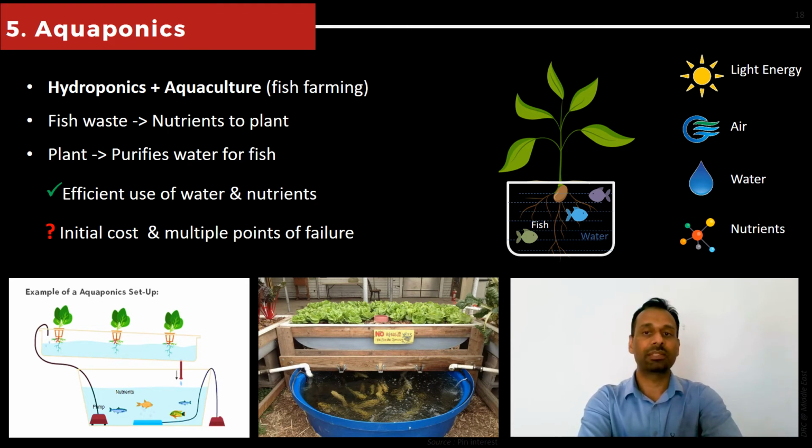But the aquaponic system is relatively more complex because it has aquatic life as well as plant life, and it is more complex than any other system available to grow plants. And starting an aquaponic project requires a little higher investment to set up this system and the infrastructure. But this system has a dual advantage.